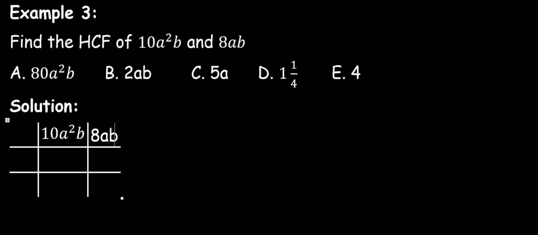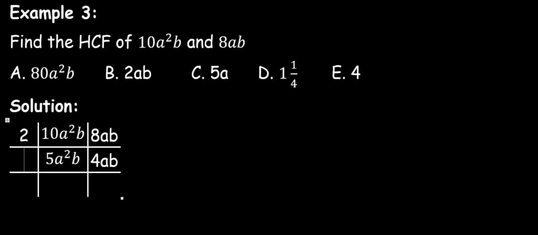10a squared b and 8ab. When you look at the values, first of all, let us take the number aspect of it. Common factor that can go here is 2. 2 divide 10 will give you 5. Remember to bring down your a squared b. 2 divide 8 will give you 4. Remember to bring down your ab.